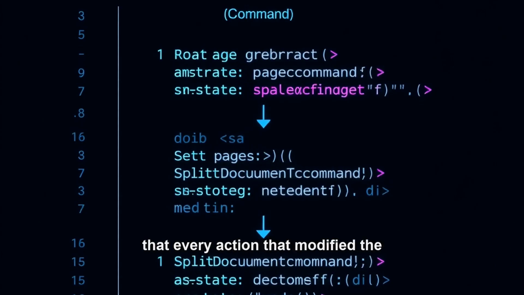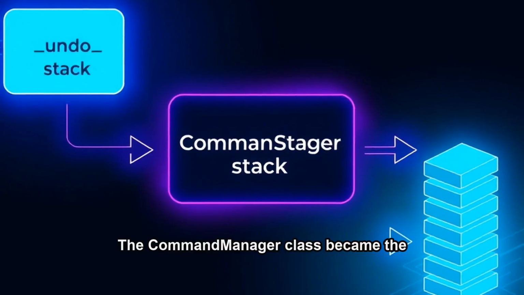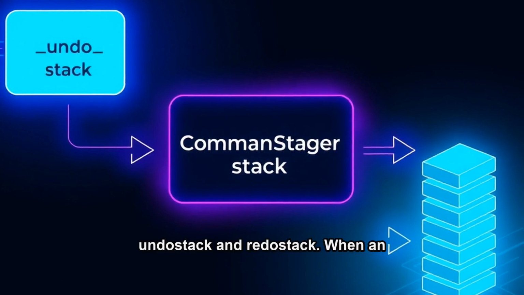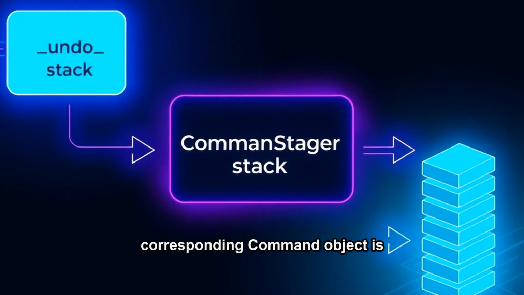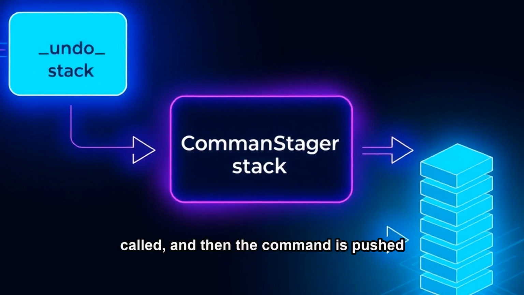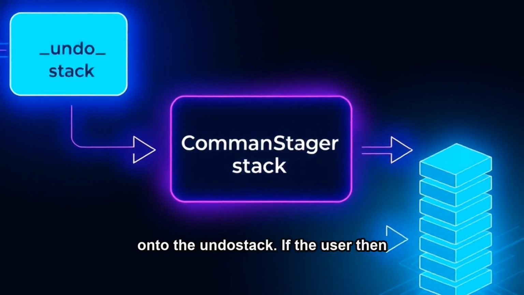This meant that every action that modified the PDF document needed to be thought of as a pair, an action and its precise inverse. This foresight was crucial, as an incorrectly implemented undo method could easily corrupt the document state. The command manager class became the orchestrator. It holds two lists, undoStack and redoStack. When an operation is performed, the corresponding command object is instantiated, its execute method is called, and then the command is pushed onto the undoStack.